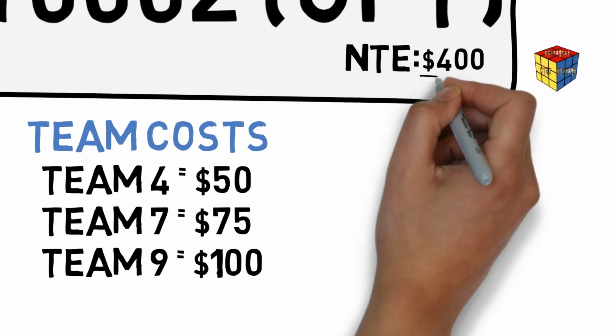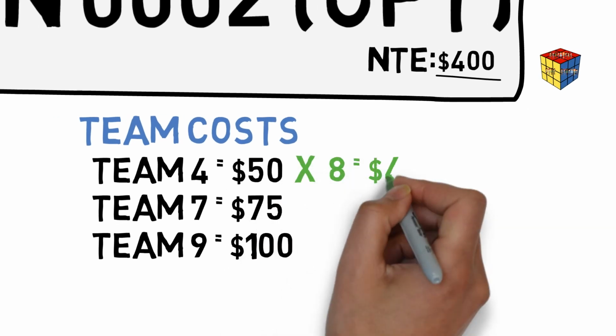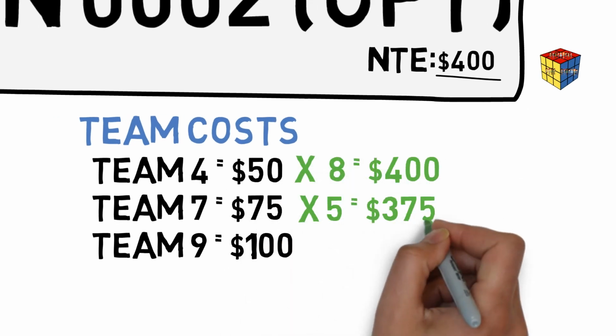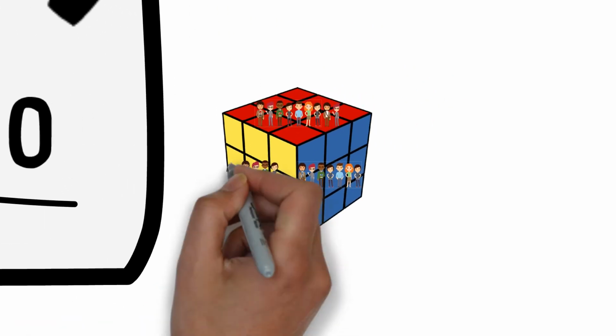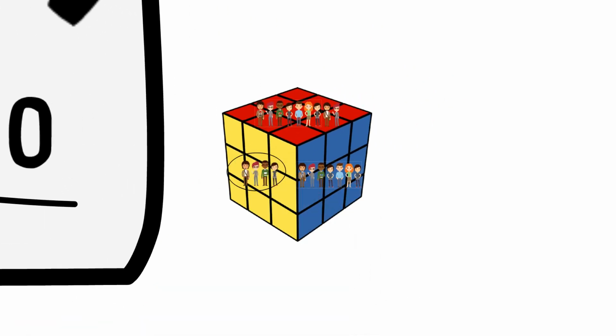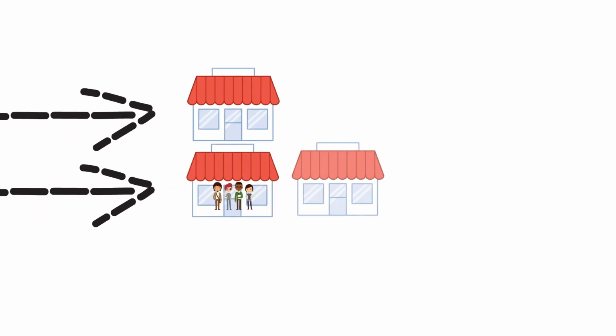For example, if the not-to-exceed amount was $400, we could purchase 8 teams of 4, or 5 teams of 7, or 2 teams of 4 and 3 teams of 9, which are all at or below the not-to-exceed amount. Essentially, we can purchase any combination of teams required to meet future needs until the not-to-exceed amount is reached. Again, think flexibility. We can now dynamically add new stores or even increase the capacity at existing stores.